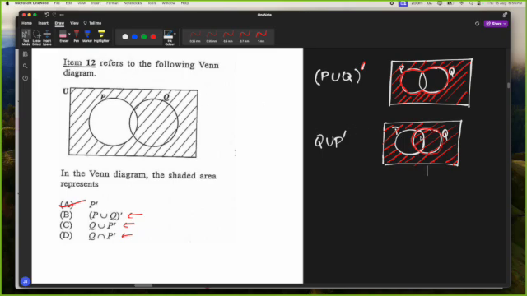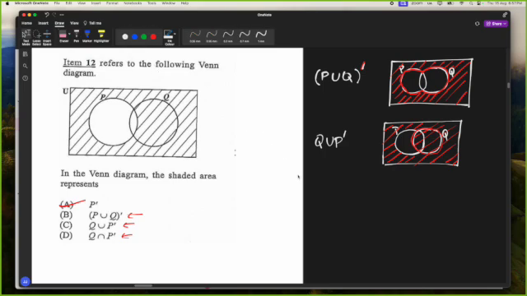And notice if I had made the mistake of leaving out the intersection, thinking, well, the intersection is part of P, I don't want that, then if I had left out the intersection, I would have just have this.